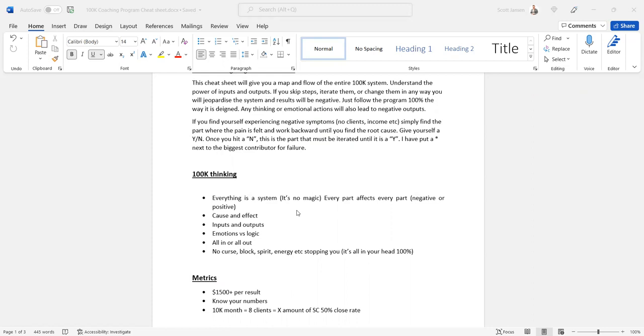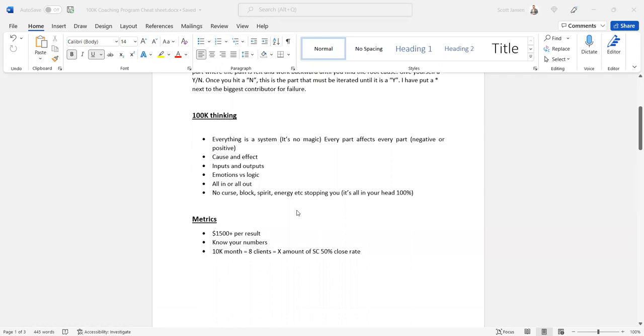Let's start with the 100K thinking. Everything is a system. It's not magic, guys. There's no black magic, no spell, no entity, no energy that is causing you to fail. That is impossible to conclude. It's impossible to get evidence that this is the thing. And so many people get, and I'm not belittling, it is what it is. So many people get caught here and they live by these conclusions and wonder why nothing works in their life.